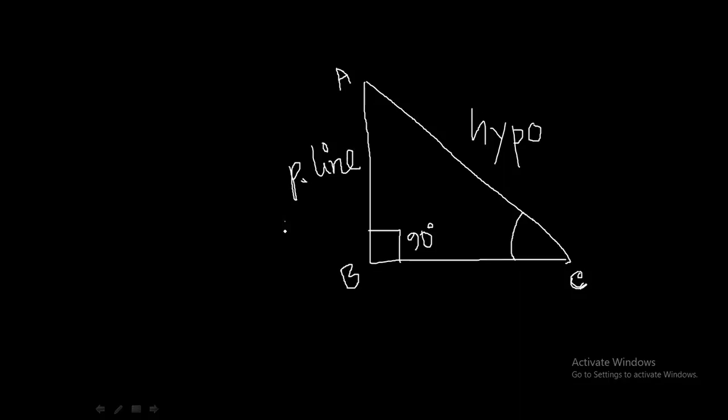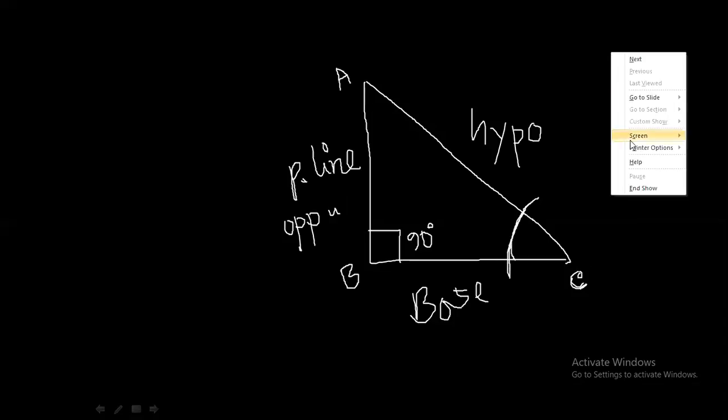Or you can also call it opposite line. And the rest one is called base. So here AB is opposite line or the perpendicular line, and BC is base, in respect of angle C.